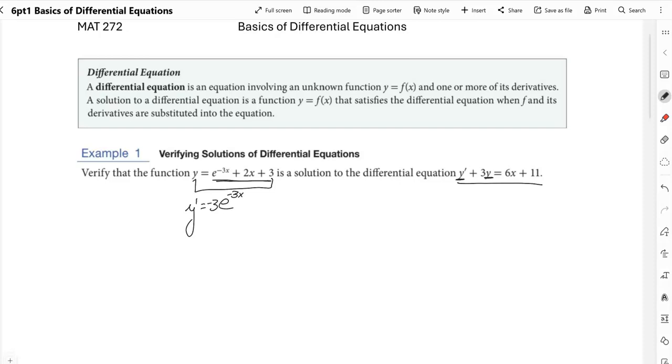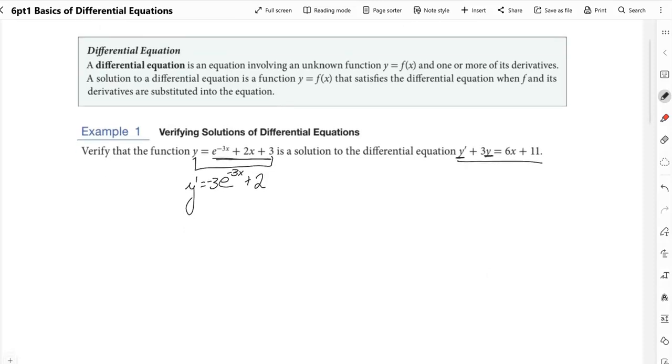So my function y equals e to the negative 3x plus 2x plus 3 has a derivative of minus 3e to the 3x plus 2. And then we're going to substitute in all of our pieces, and we're going to see if we get a true statement. I substitute in my y prime plus 3 times y. I want to know, is that equal? I'm going to put a question mark over the equals. 6 times x plus 11.